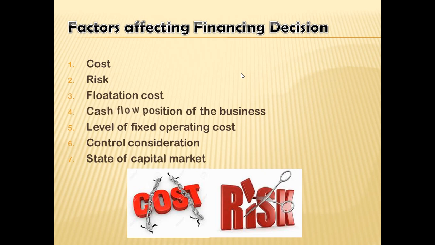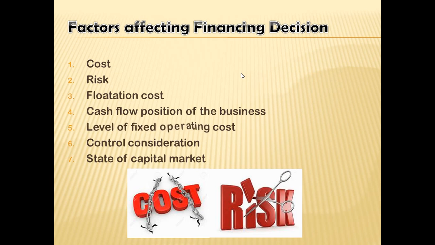Next, that is cash flow position of the business. If the cash flow position of the business is good, the payment of interest on the debt and the refund of capital can easily be made. Therefore, in order to take advantage of cheap finance, debt can be given priority.